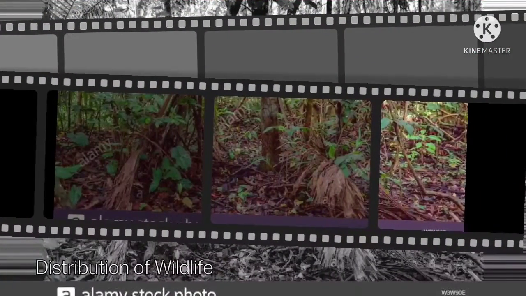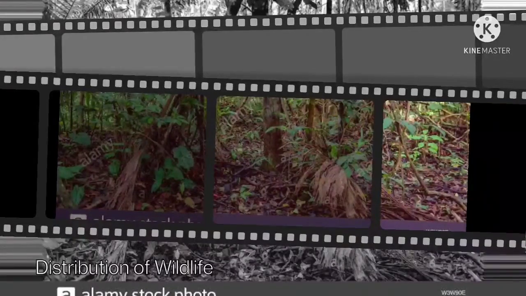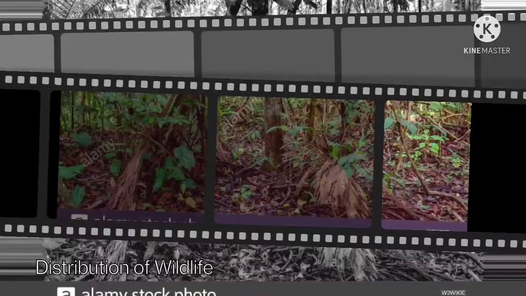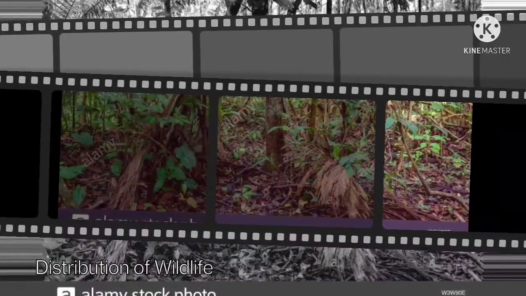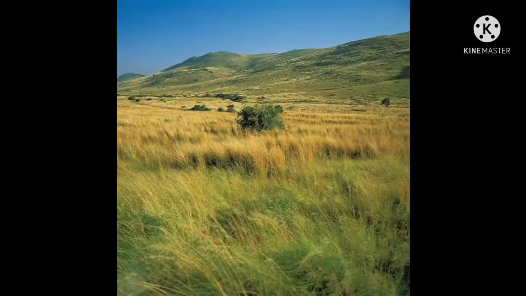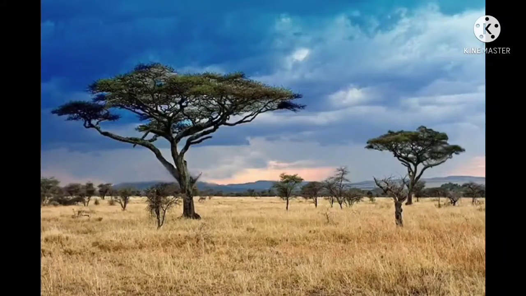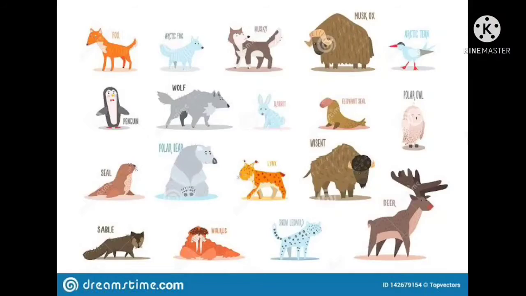Now let's study the distribution of wildlife. The distribution of wildlife depends upon the climatic and natural vegetation. Dense forests support rich wildlife. Grasslands are home to both herbivorous and carnivorous animals. The wildlife of desert is different from that of tundra region. The animals of different environments are adapted differently to survive in particular habitats.